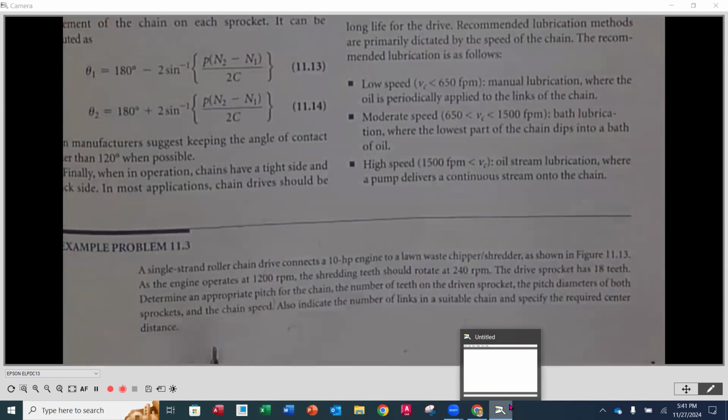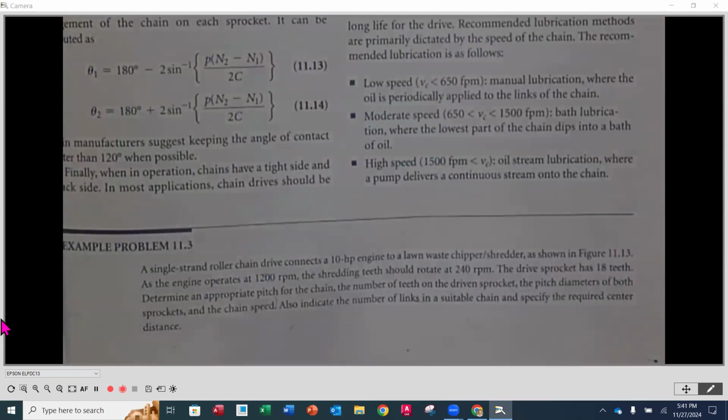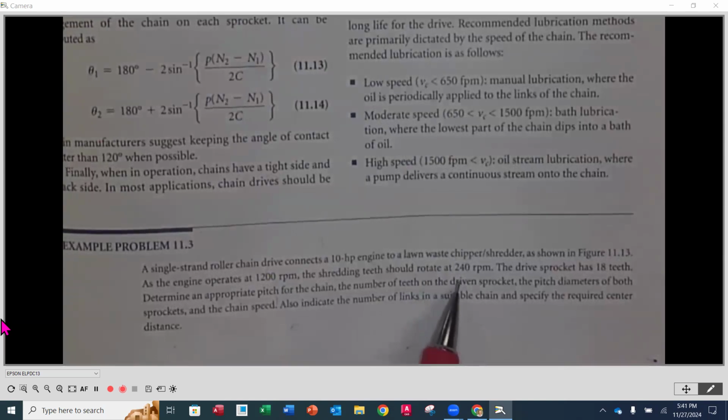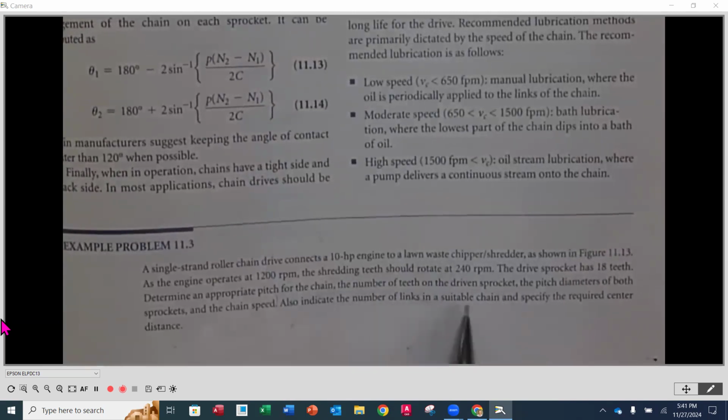You'll notice here it says a single strand roller chain drive connects a 10 horsepower engine to a lawn waste chipper shredder, as shown, which we just looked at. As the engine operates at 1200 RPM, the shredding teeth should rotate at 240 RPM. The drive sprocket has 18 teeth. Determine the appropriate pitch of the chain, the number of teeth on the driven sprocket, the pitch diameters of both of the sprockets, and the chain speed. Also indicate the number of links in a suitable chain and specify the required center distance.